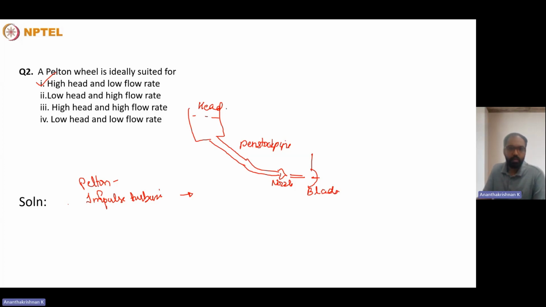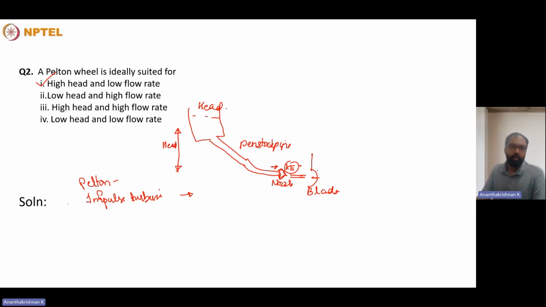In this kind of arrangement, the only place where the energy conversion happens is in the nozzle, where the pressure available at the end is converted to kinetic energy. Because of that, the only driving force is the kinetic energy, and that is dependent upon the total head which is available. Hence, the Pelton or impulse turbines require high head and correspondingly a low flow rate.